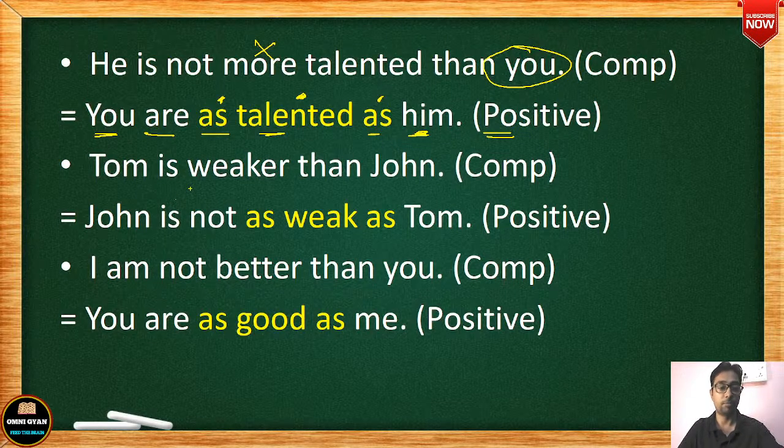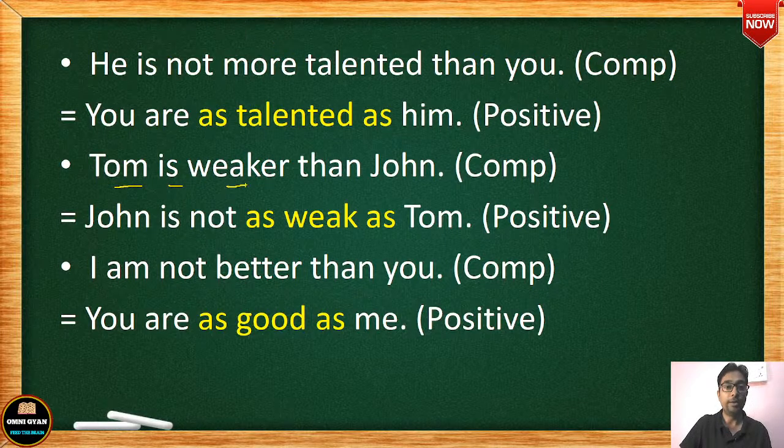Let us see another example. Tom is weaker than John. So John is strong. In other words, John is stronger than Tom, right? Now the word stronger you cannot use because you have the word weaker here. So you have to do something with the word weaker only. Now this particular sentence is in comparative degree.